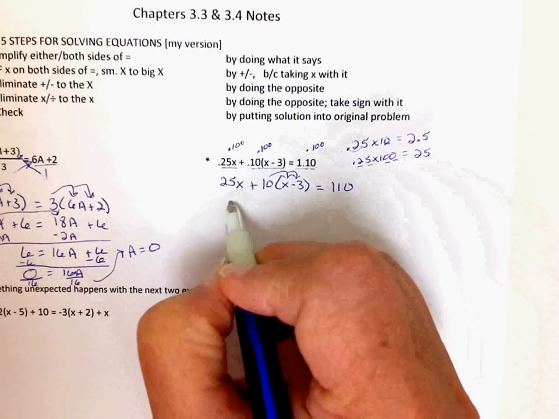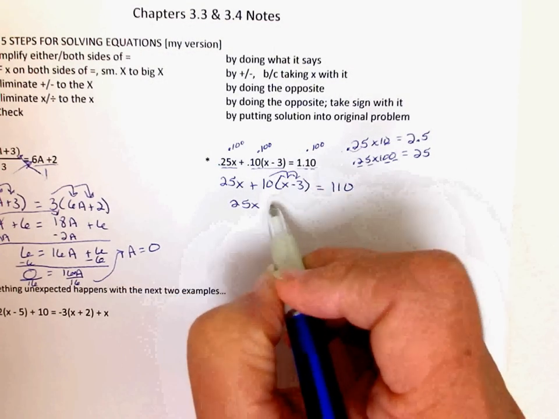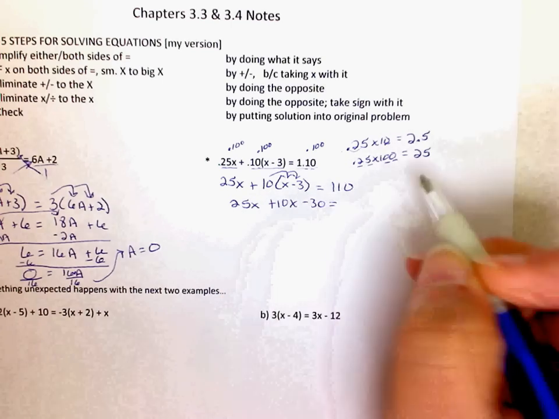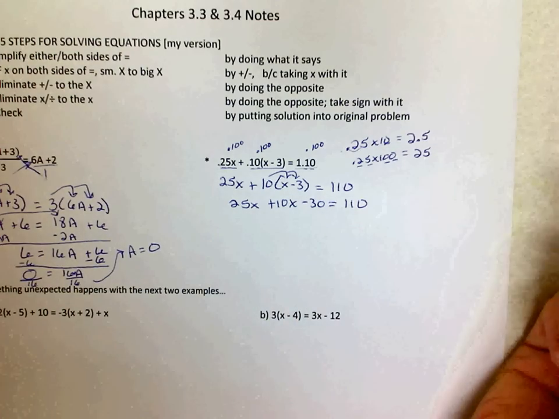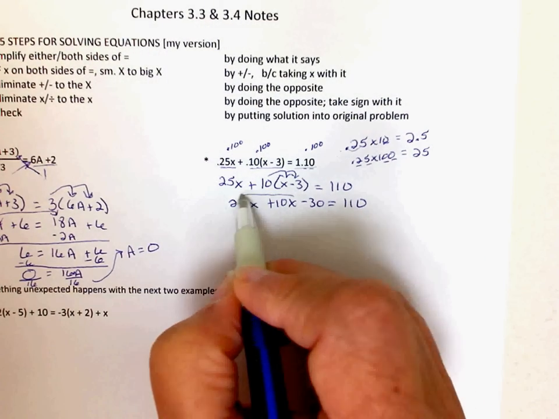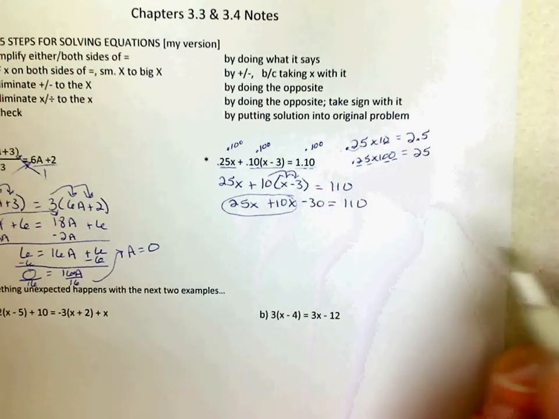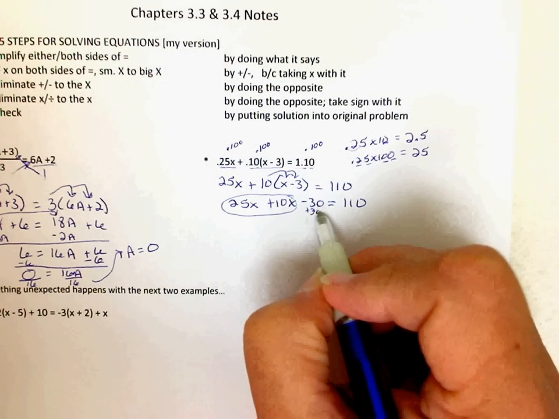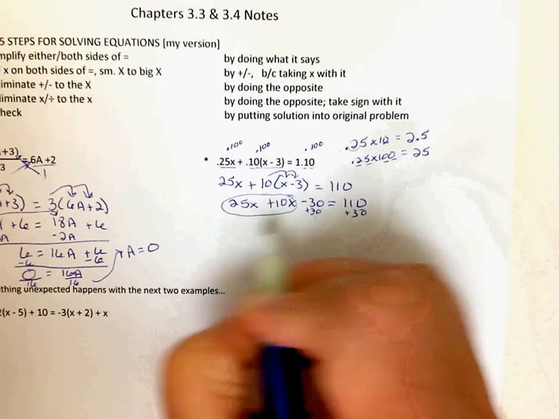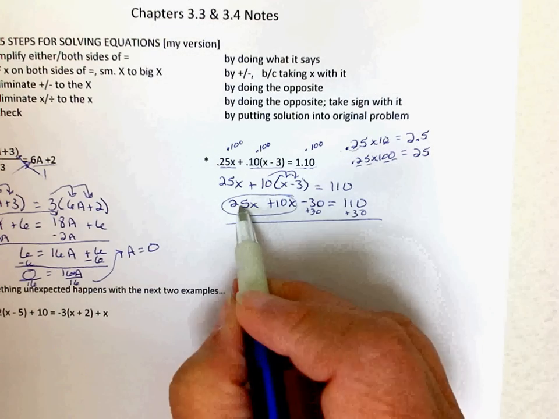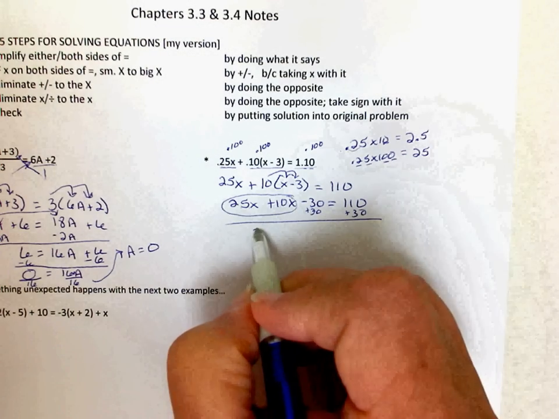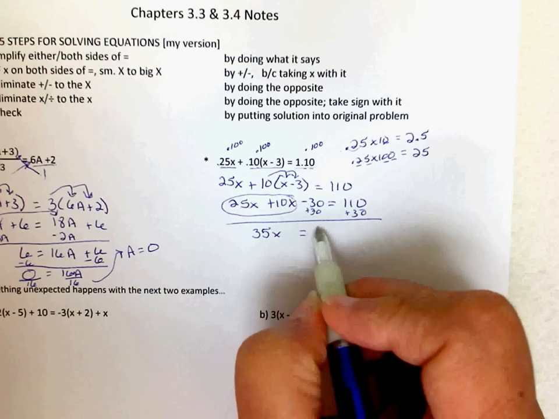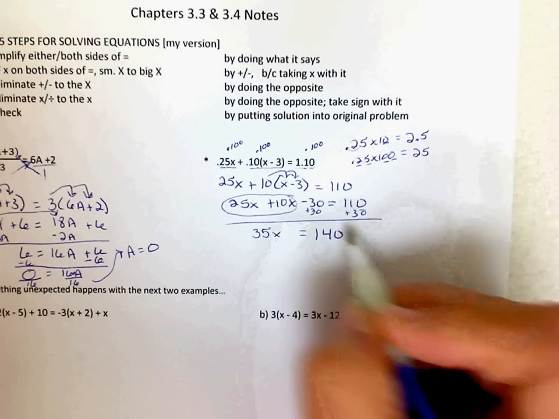So 25x plus 10x minus 30 equals 110. Now I'm going to do two things at one time. I'm going to combine those, and I'm going to add 30 to both sides. So 25 plus 10 is 35x equals 140.